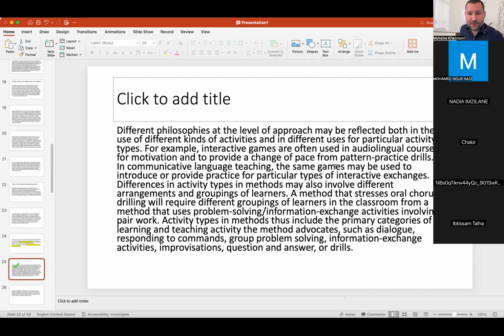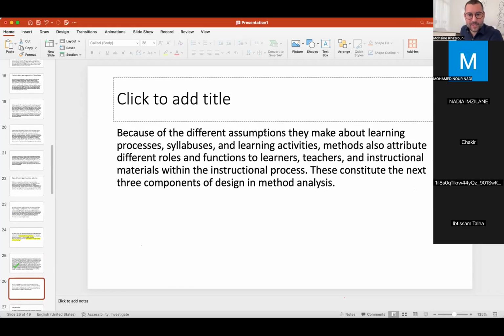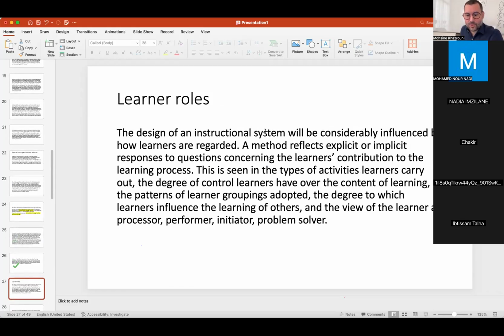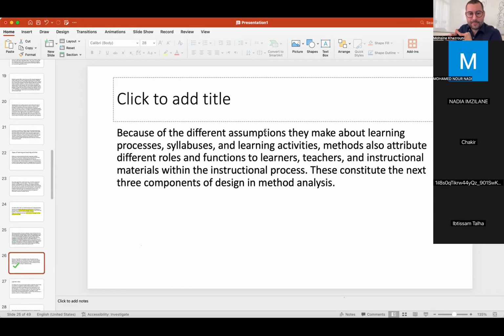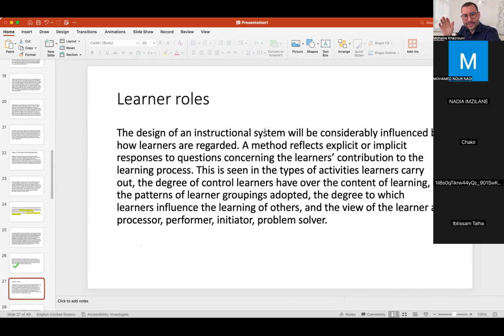Anything we can add, please, from here? I think I've already spoken about this. Now, Shakir, what was number 1? Objectives. Number 2, syllabus. Number 3, teaching activities and learning activities. Activities and tasks. Yes. And learners' roles.